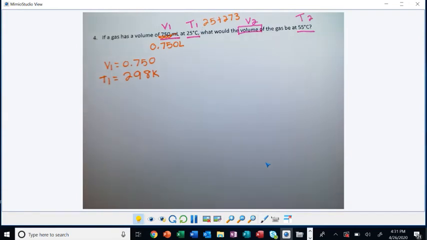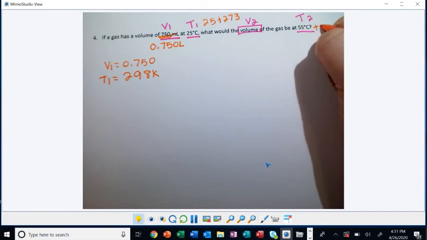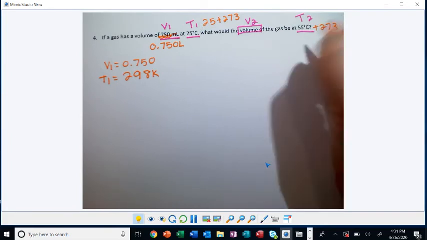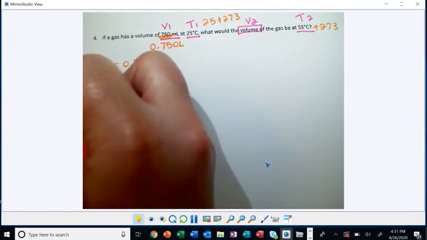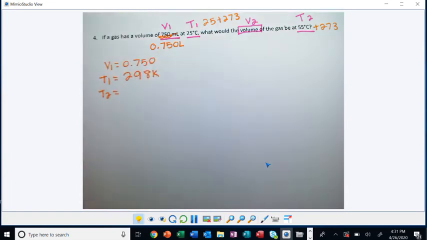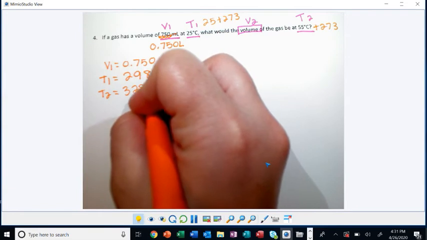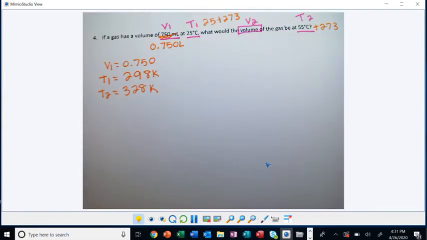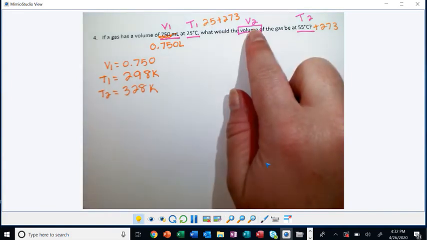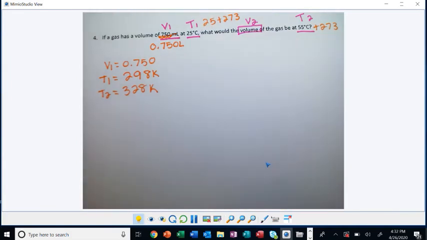Same thing with this temperature. You must add 273 to this, and you get T2 is equal to 328 Kelvin. All right, so all that I'm missing now is my V2. So go ahead and we're going to find our equation.